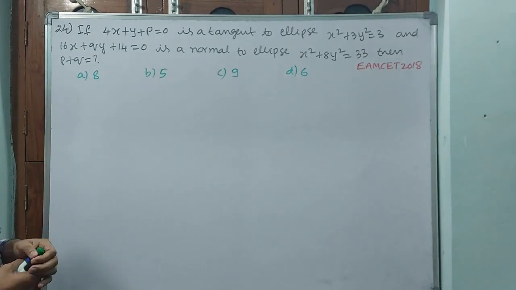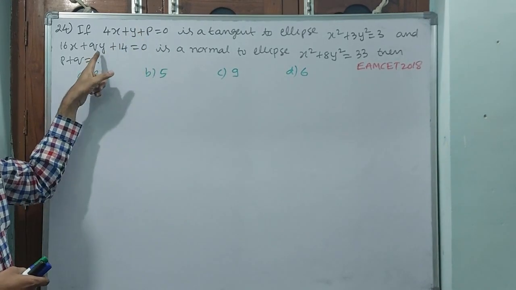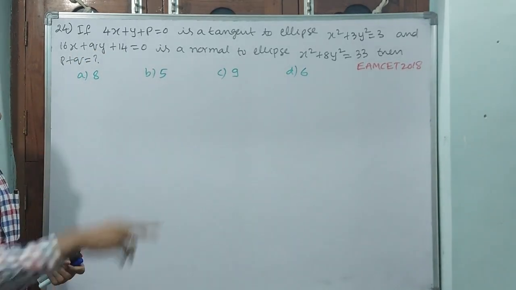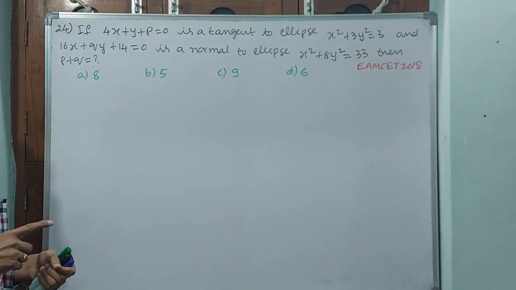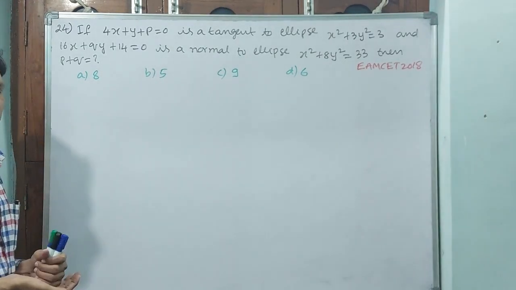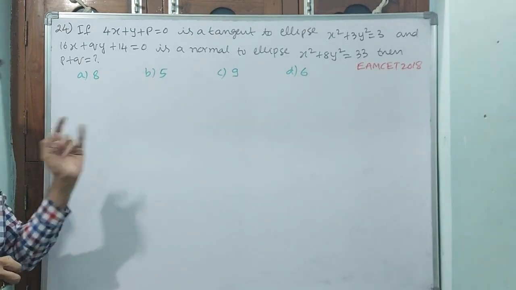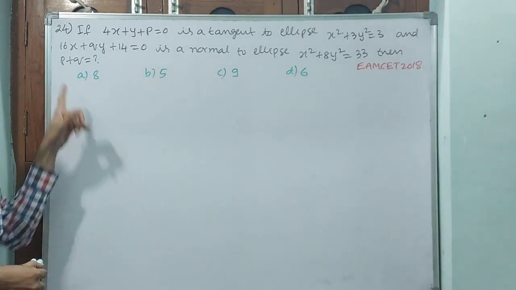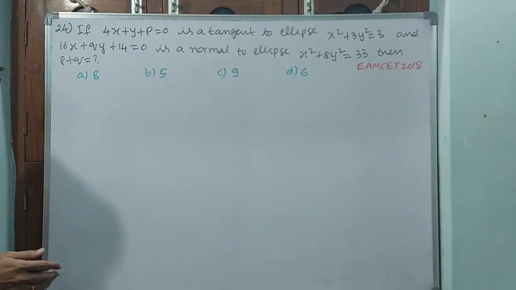Logically, p they have not given, p value you can find. Again q they have not given, q value you can find. You have to add both of them. But here, tangent means, until now we have done questions and we know very well c² = a²m² + b². Based on that you are going to get the p value. But how you are going to get this q value for normal? For normal, do we know any formula?